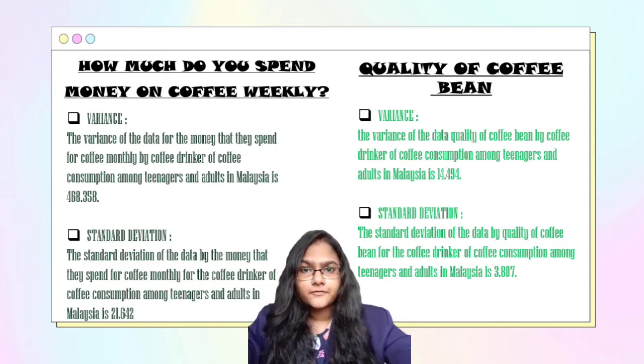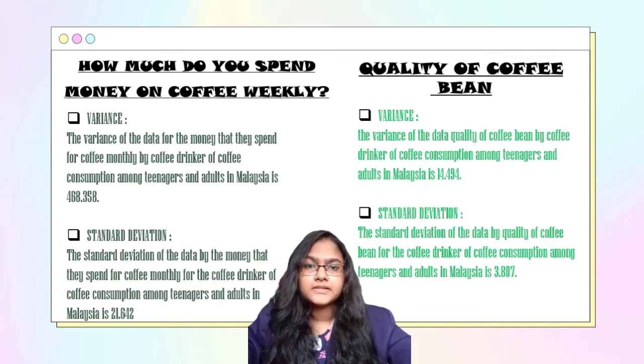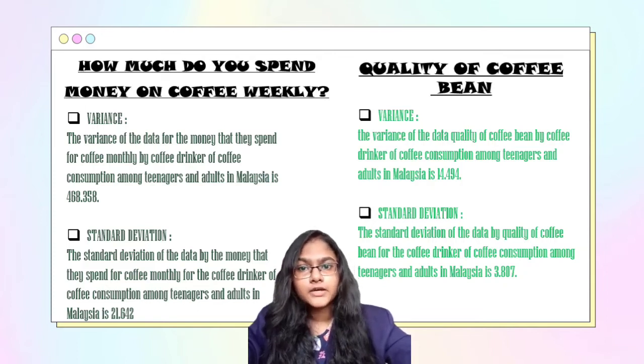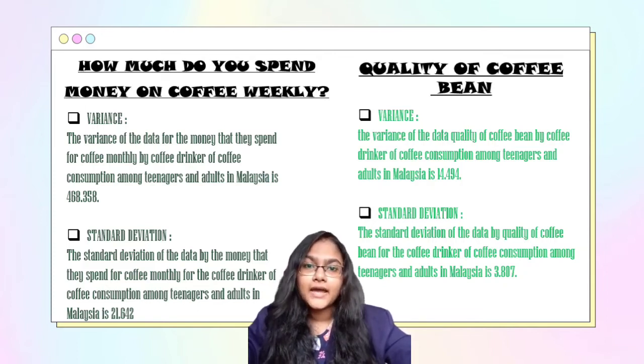The variance of data quality of coffee beans by coffee drinker of coffee consumption among teenagers and adults in Malaysia is 14.494, while the standard deviation of the data by quality of coffee bean for the coffee drinker of coffee consumption among teenagers and adults in Malaysia is 3.807.